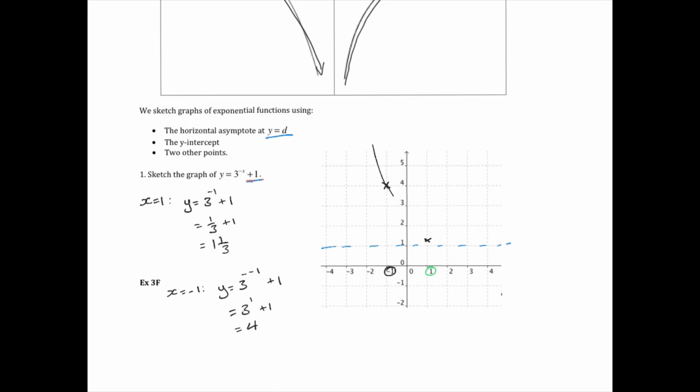Now the question is, though, what is the y-intercept? The y-intercept is when x is 0. So when x equals 0, y equals 3 to the 0 plus 1. What's 3 to the 0? 1. Plus 1 is 2. So the y-intercept is 2. So I have 3 points. I know the rough shape of an exponential, so I know that it looks like this and approaches our asymptote. So that there is y equals 3 to the negative x plus 1.